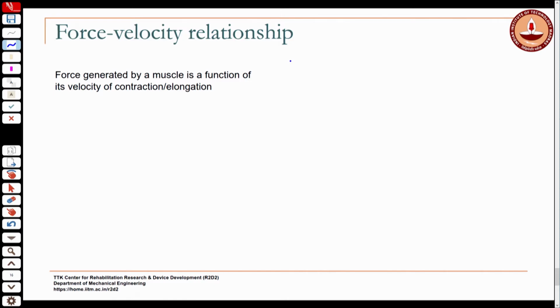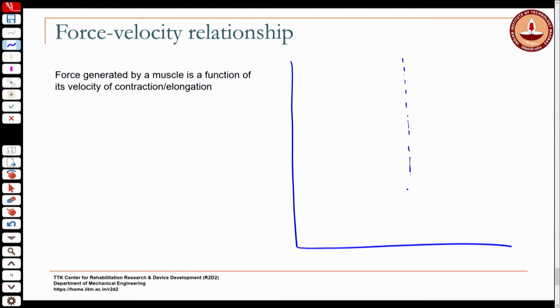You know how the filaments slide against each other, the cross bridges that are formed and all that. That is influenced by the velocity at which a muscle contracts. So if I take a muscle and if I have velocity equal to 0, what kind of an action is that? It is an isometric action.